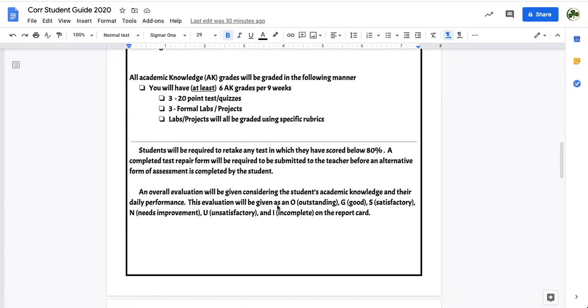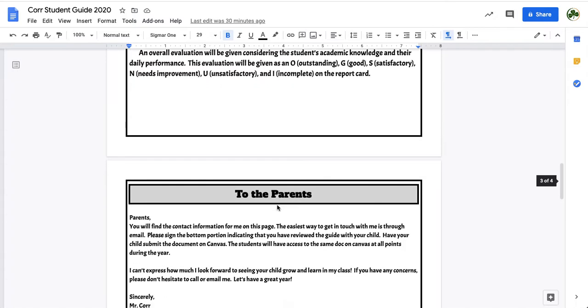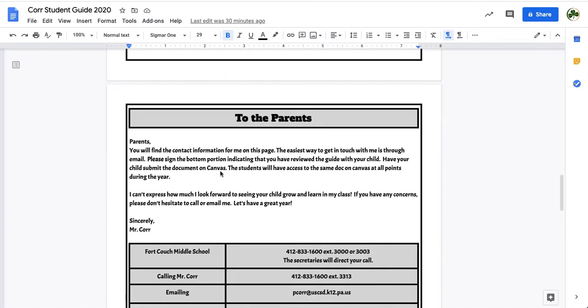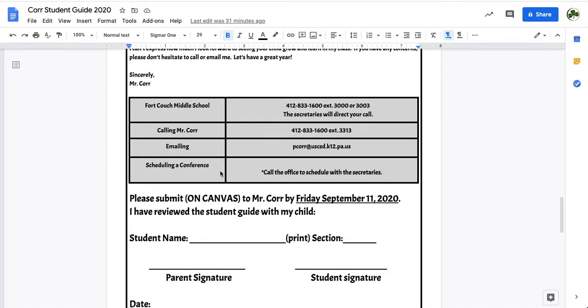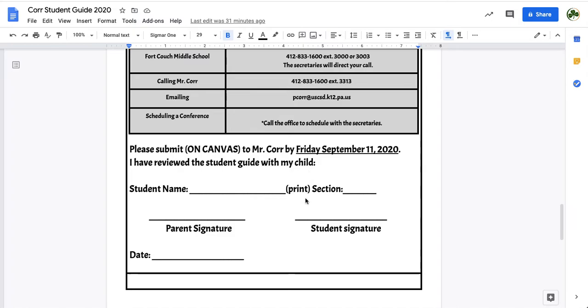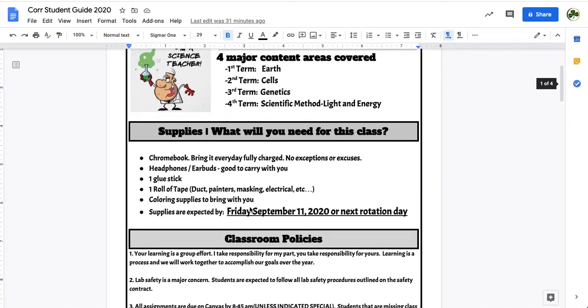Then on your report card, you've seen this before, the OGSN system, and you guys are familiar with that. This section here is for your parents to read. So you're going to take this and show this to your parents on their iPad or on your iPad, and I want you to fill in this information with your signature and get their signature on the iPad as well. And then we can look at that and get that graded too.